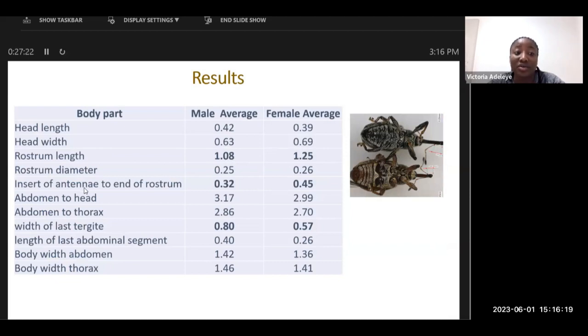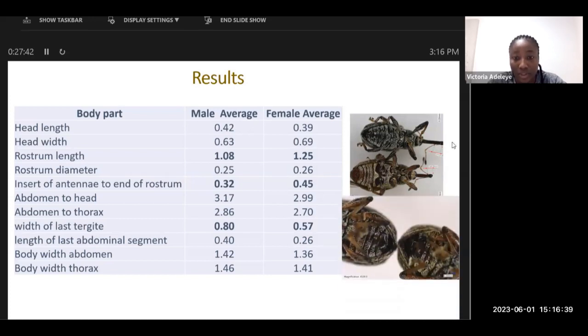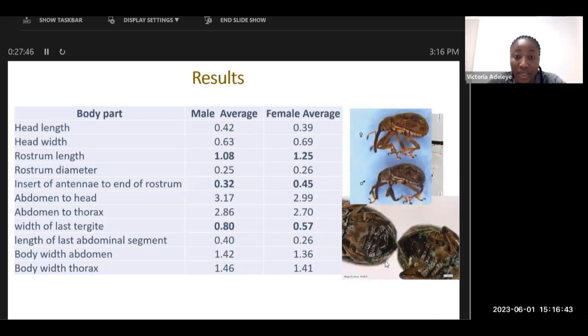Also, the insertion of the antennae to the end of the rostrum was longer in the female than in the male. And also the width of the last tergite here in this picture, this is a male and this is a female. For the female it is shorter, while in the male it's kind of longer, as we can see from these pictures as well. And this is the difference between the male and the female.